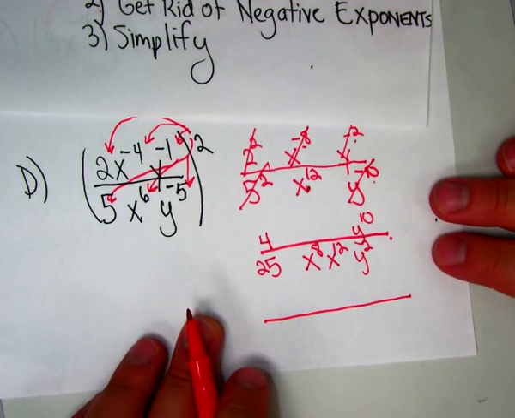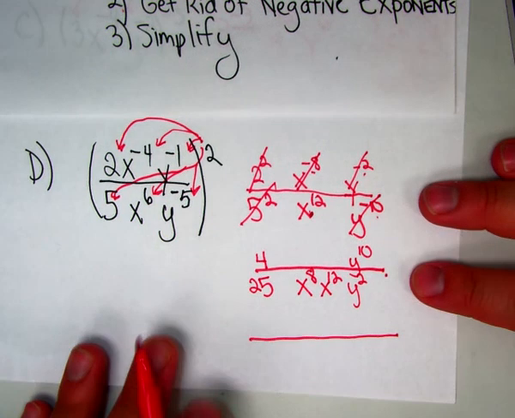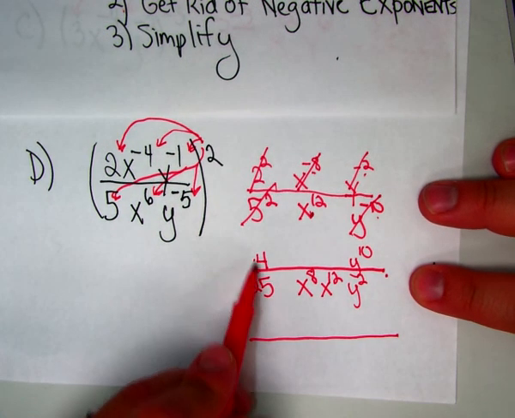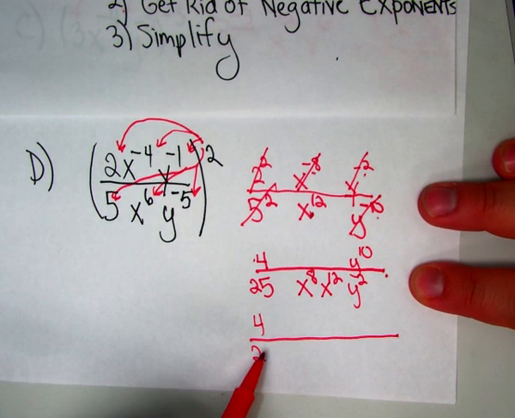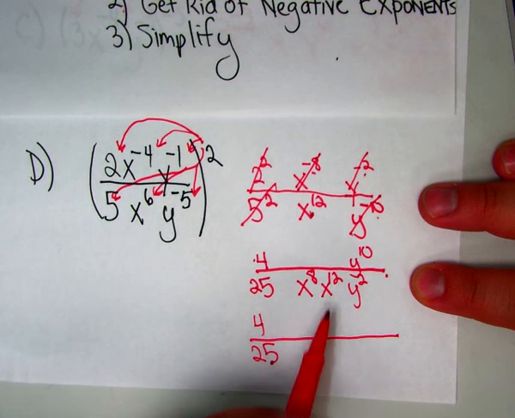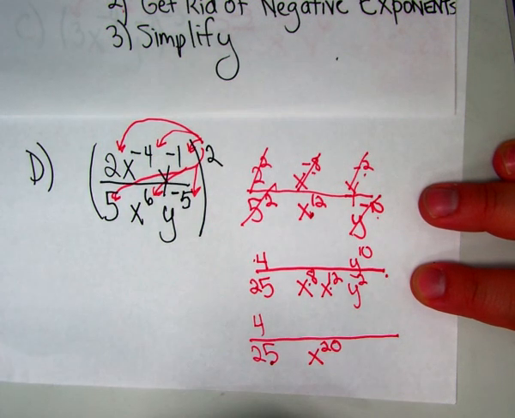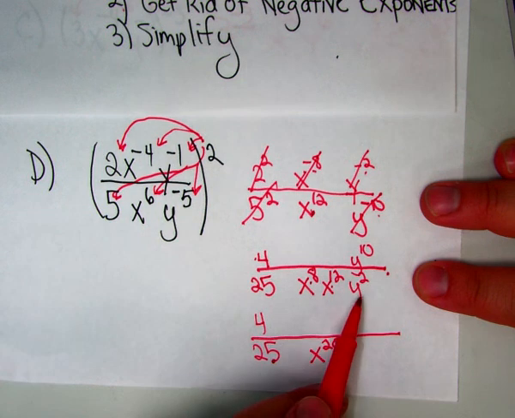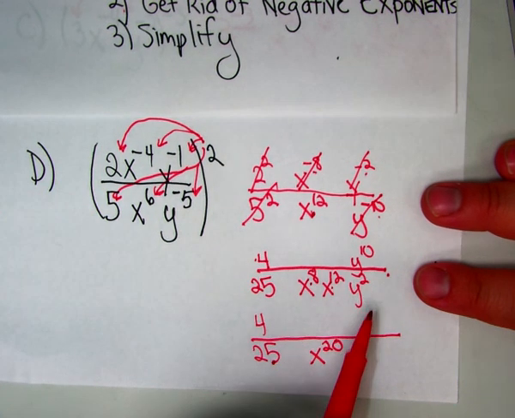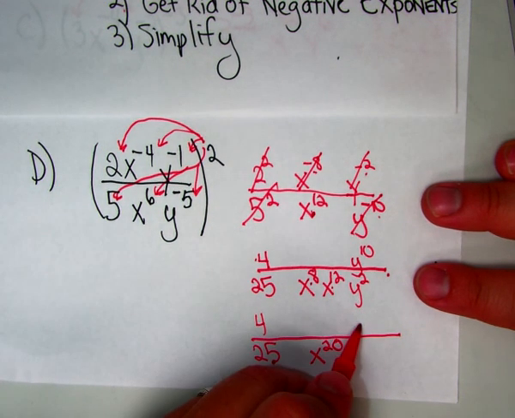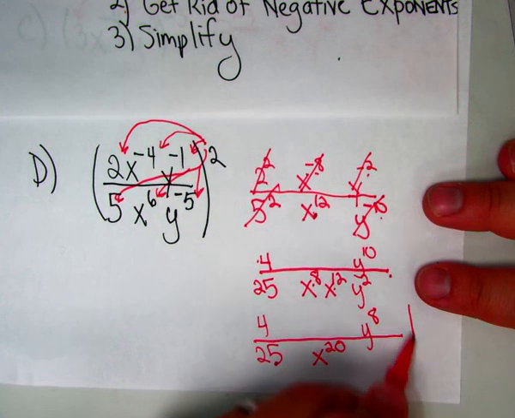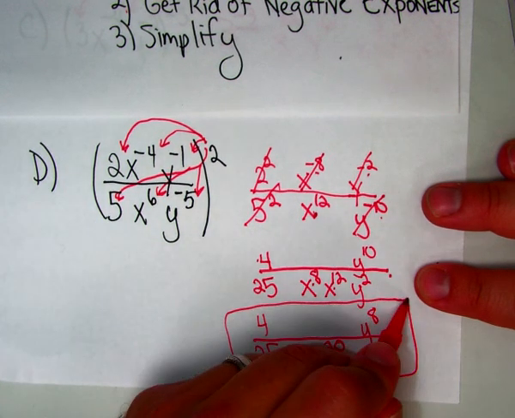Last but not least, let's simplify. So treat these like separate problems. 4 over 25 does not reduce, so that's its own little problem there. X to the 8th and x to the 12th, that means we have 20 x's on the bottom. Y to the 10th and y to the 2nd, I can get rid of 2 y's total, and I'm going to have 8 remaining on the top. So this is our final answer right here using those 3 steps.